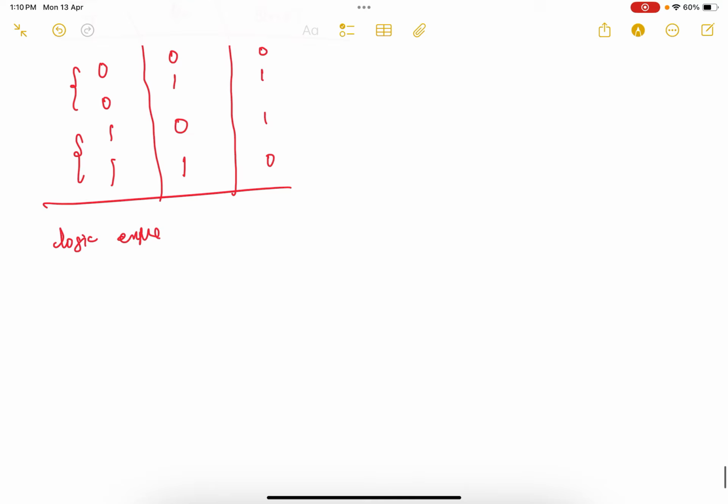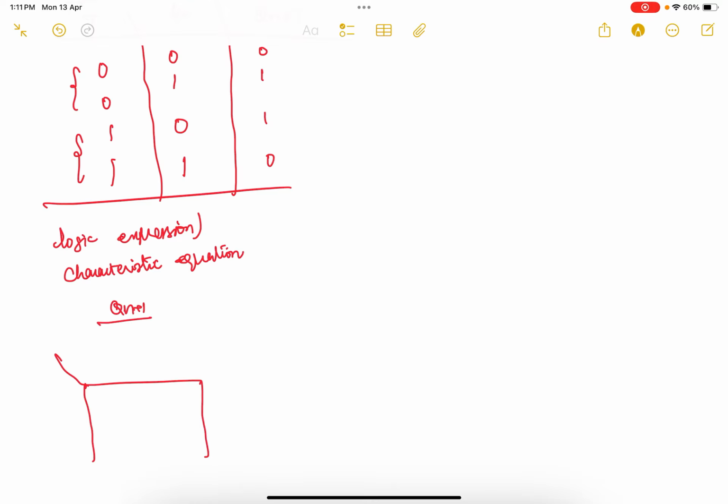So this is your logic expression, otherwise also called the characteristic equation. The characteristic equation for Qn plus 1. Here also there is a single input. One of the inputs is T, the other input is Qn. Qn can be either 0 or 1. T can also be either 0 or 1.